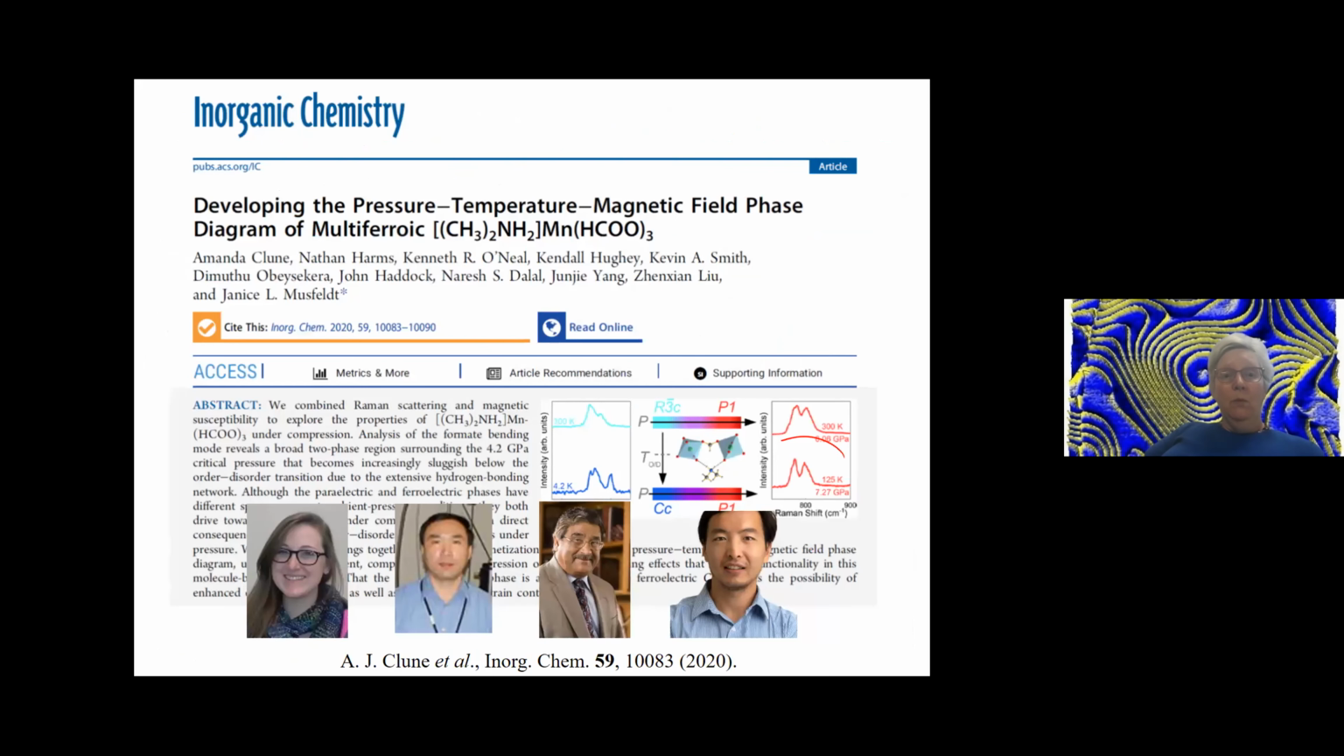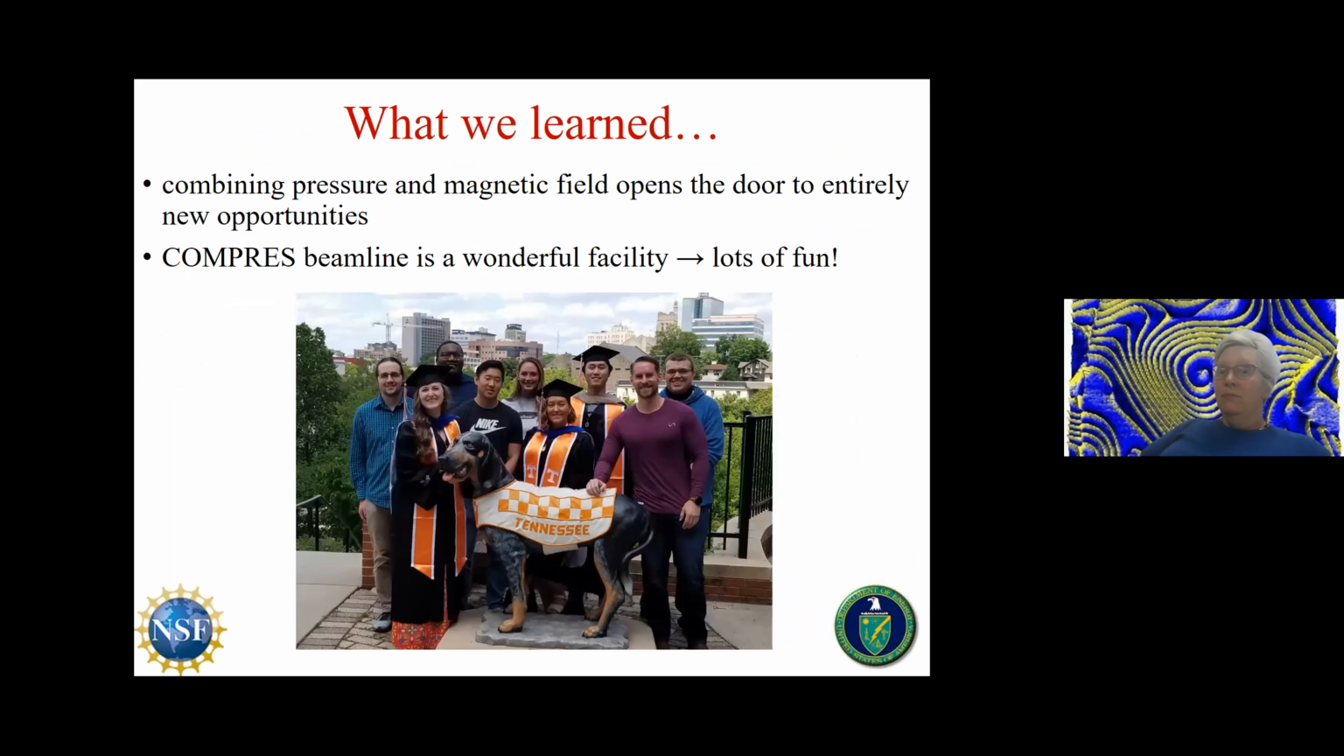Okay, so that work was by Amanda. She just finished up in my group, and the paper came out quite recently. So have a look at it if you want to know more. I'm very sure my time is up. I'll just conclude by saying that combining pressure with magnetic field, temperature effects, and small size effects is the best thing I've ever done. It really opens the door to an entirely new set of opportunities.